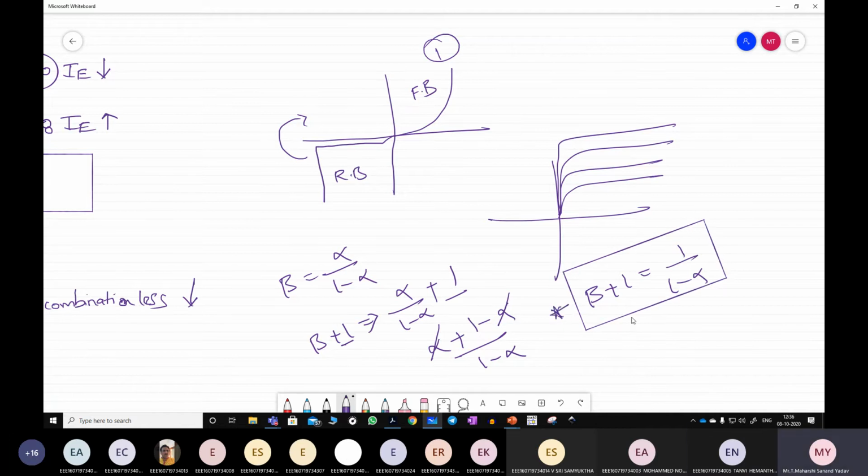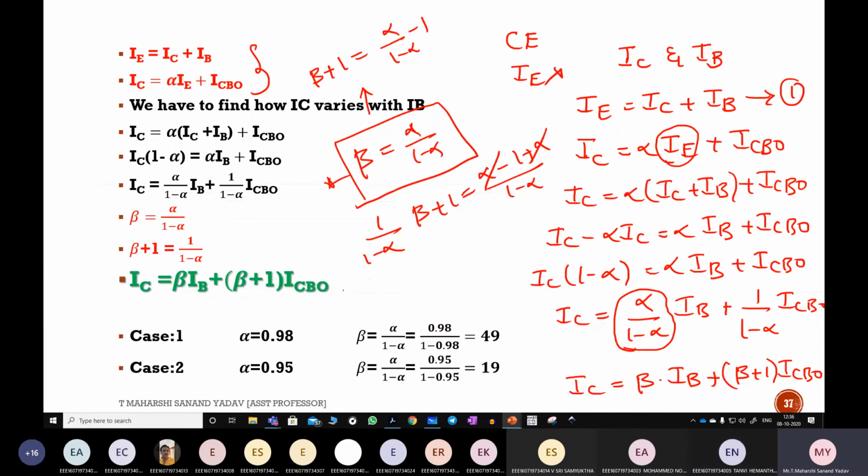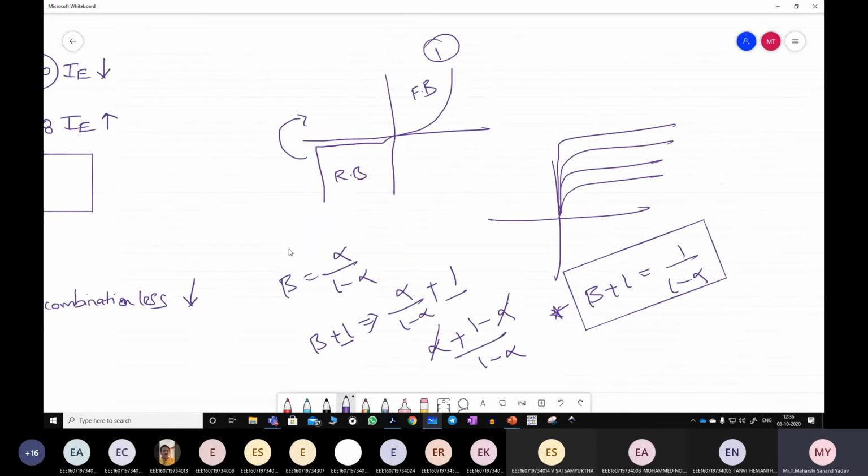So that's why I'm replacing 1 by 1 minus alpha with beta plus 1. So the entire relation is something like this now: IC is equal to beta IB plus 1 plus beta into ICB naught. Just in order to write it in the form of beta. Why? Because for common emitter, it should be in the form of beta, right? There should not be any terms of alpha. That's why I'm doing this.